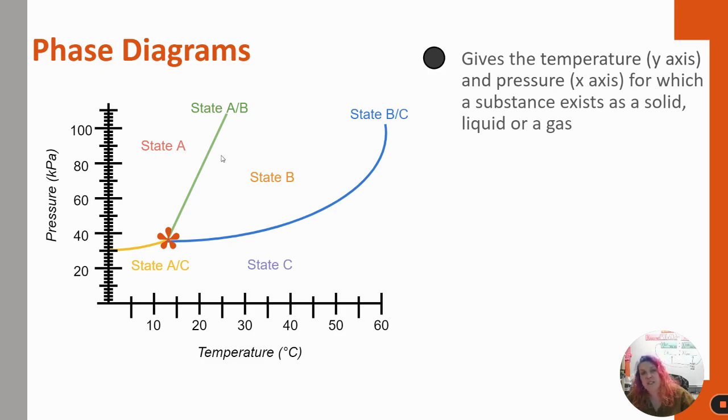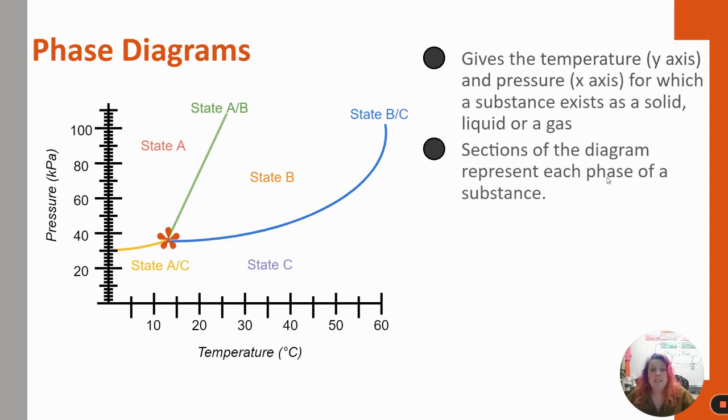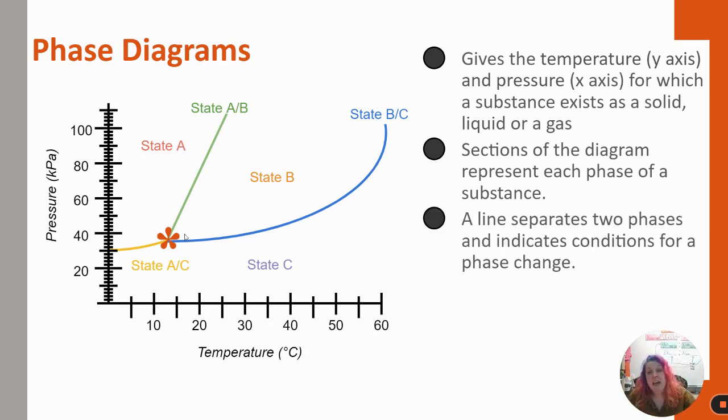For any given substance, it tells us at which conditions they exist as solid, liquid, or gas. Each section of the diagram represents a phase of a substance. So state A, state B, and state C, you can see that we're broken up into 3 different chunks here. Each section represents a different state of matter. The line that separates two phases or states of matter indicates the conditions for a phase change. So if you're anywhere on this line, you are actively changing phases from solid to liquid, liquid to solid, etc.